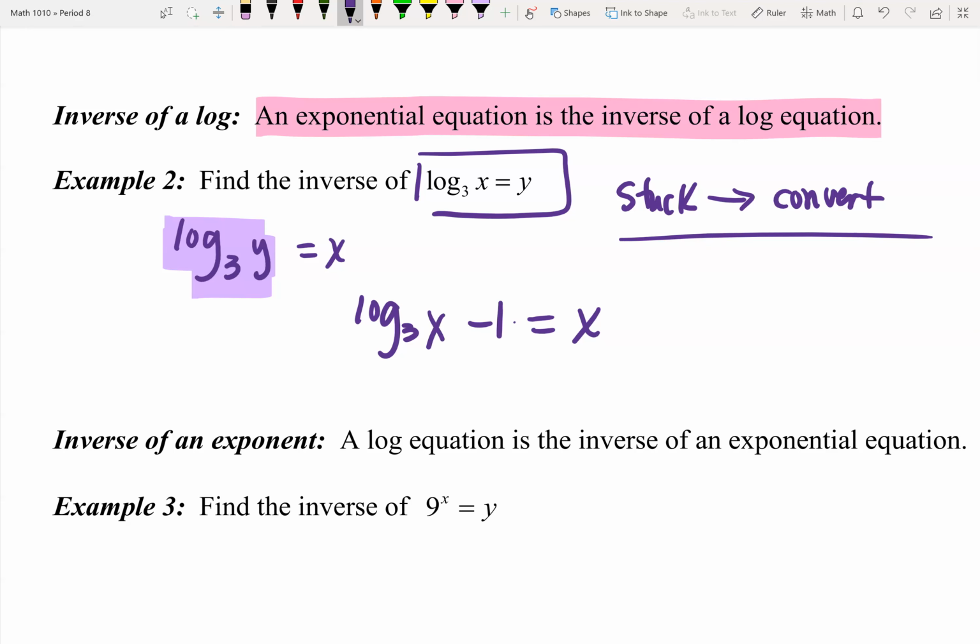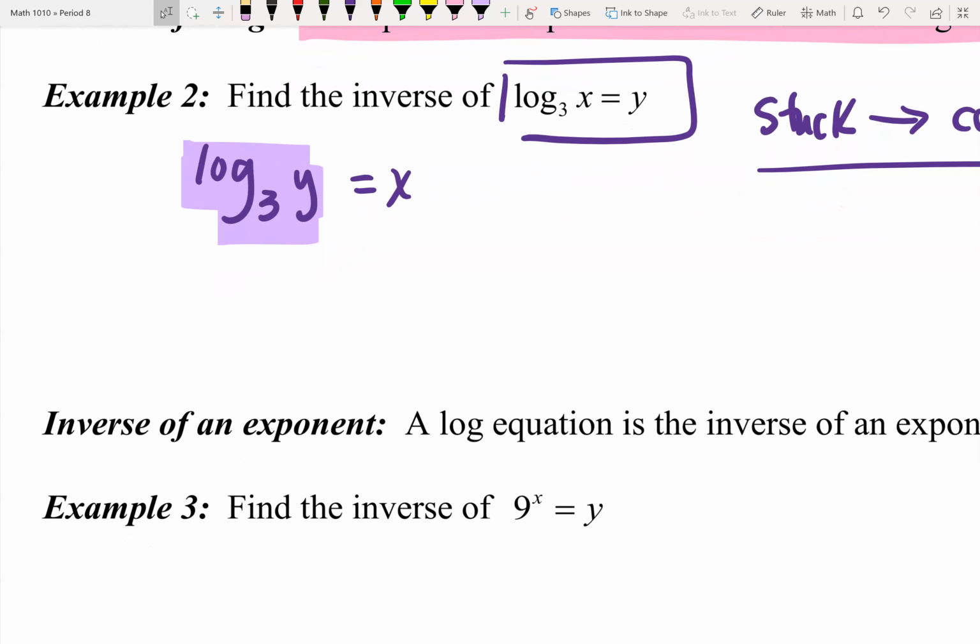Who says I understand that? Okay, what if I had a 5 right there? I wouldn't be stuck. I'd move my 1 over, and then I'd divide by 5, and then I'd have my log alone. Who says I understand that? I understand stuck. Okay, you have got to understand stuck. So look at my guy. Stuck or not stuck? Somebody tell me. Stuck.